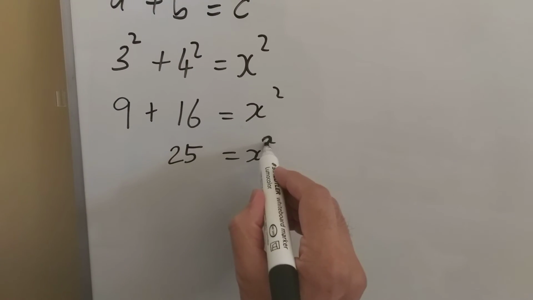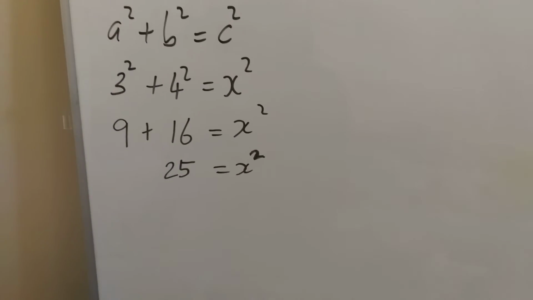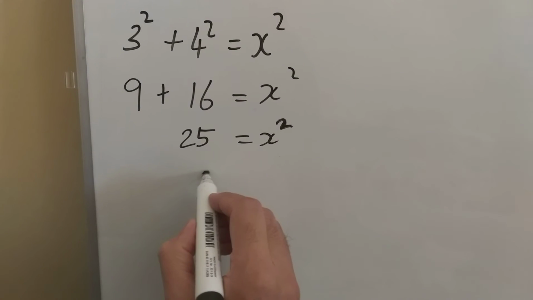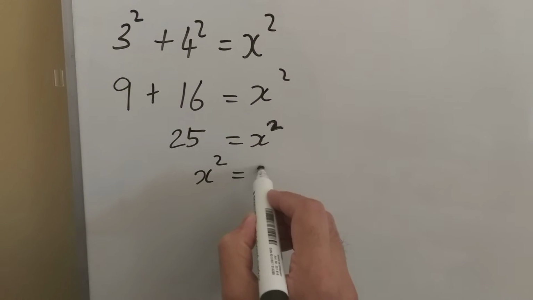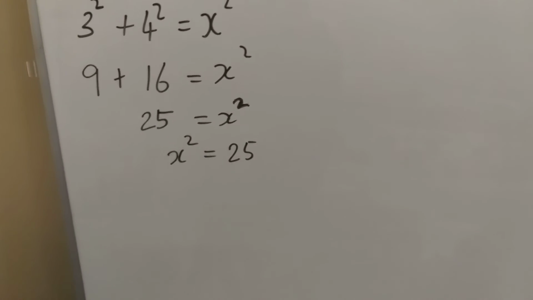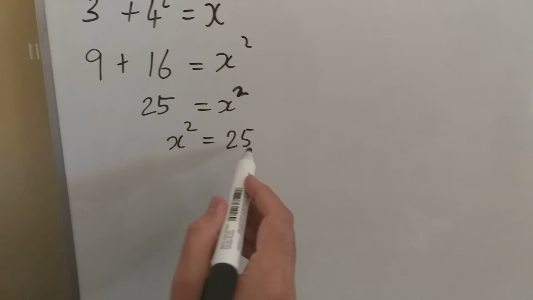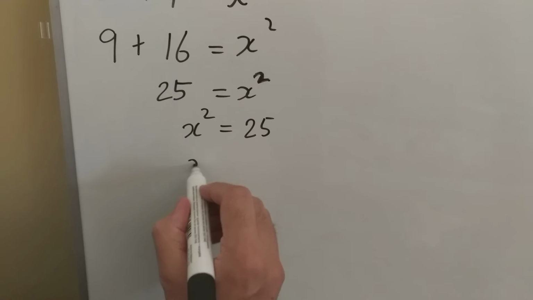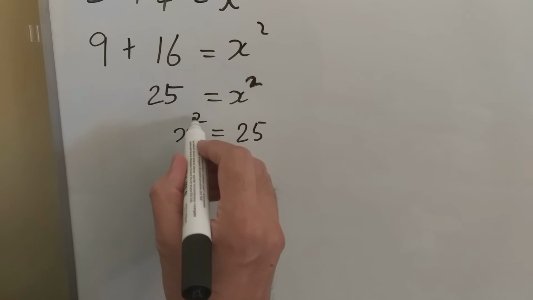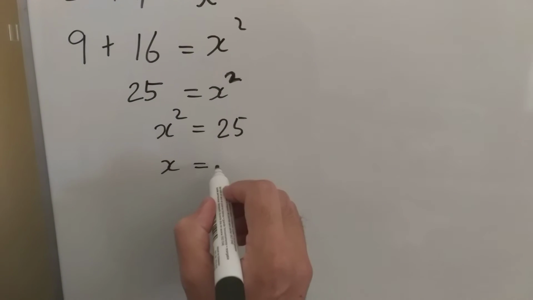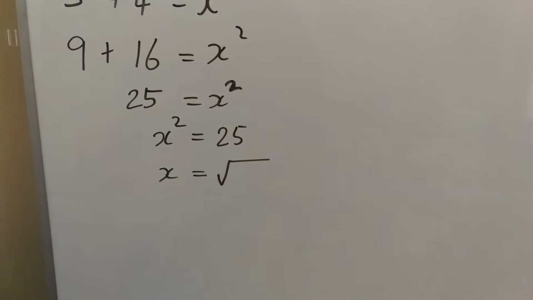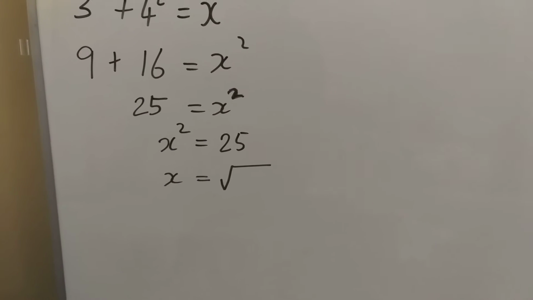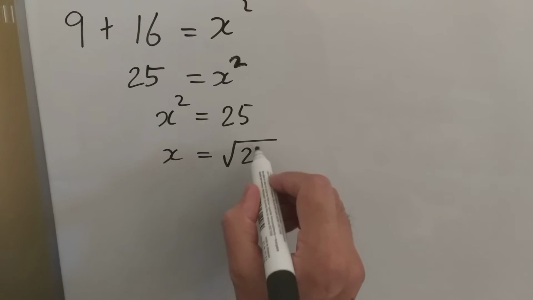Now from here it will become easy if we swap the right hand side and the left hand side of the equation. So we can write down x squared equals 25, so that the variable is on the left and the number is on the right. Now if x squared equals 25, how do you find the value of x? The square sign over here goes the other side and becomes opposite. The opposite of square is square root. So we have to take the square root of 25.